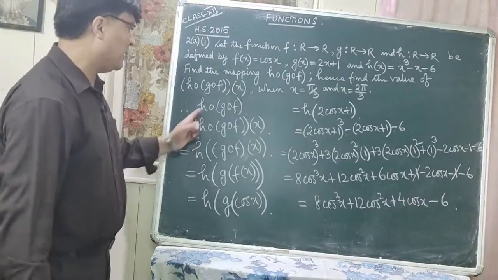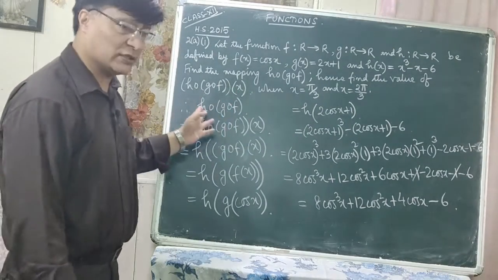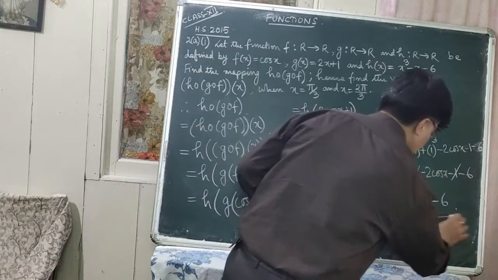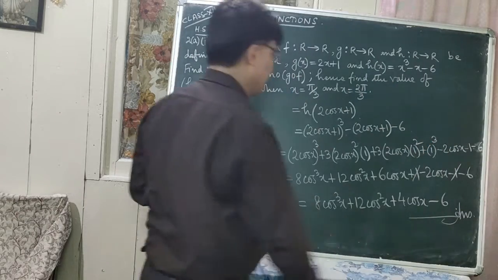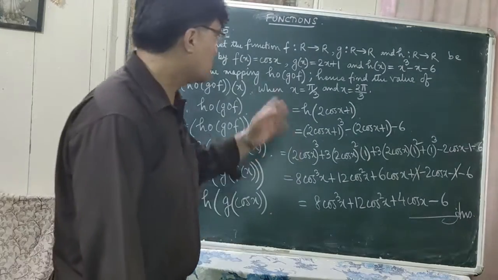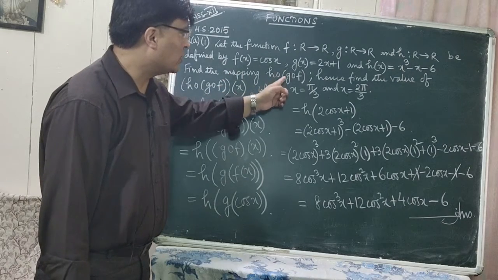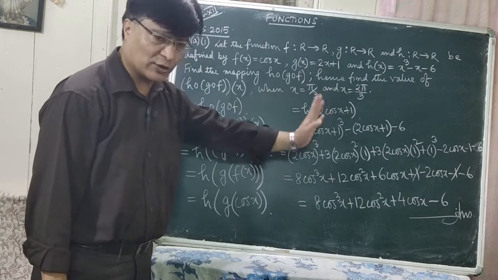So this is the mapping h of g of x. This is the function, okay? The value of this function is this one. So this is the final answer. So I think you have understood it. So you can copy it. So this is the answer for the first part. That is, we have found out h of g of x. This is the function, okay?